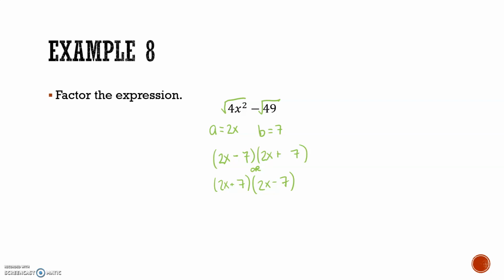So that is the rest of our factoring. We looked at factoring when a is not equal to 1, and then we looked at the two different special cases, perfect square trinomials and the difference of squares. So if you have any questions, please let me know. I'd be happy to help however I can.